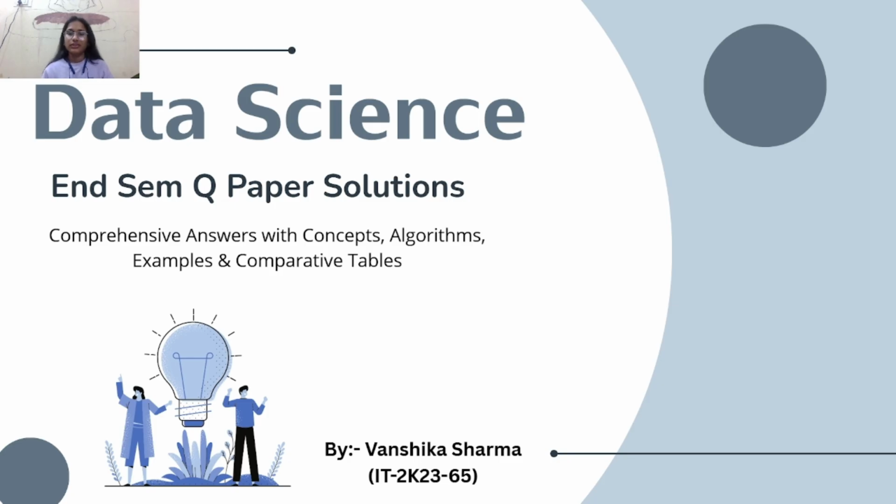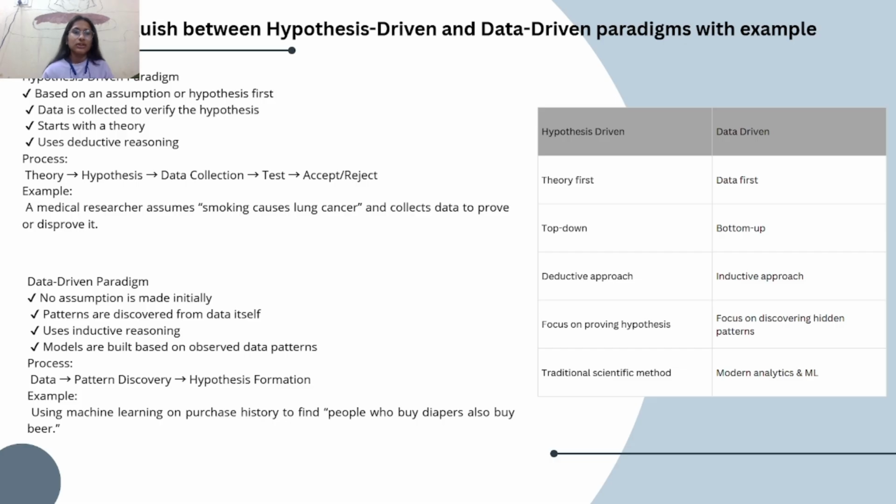Now we are going to discuss the solution of these questions. Here, question number 1 is: distinguish between hypothesis-driven and data-driven paradigm with example. So what is hypothesis-driven? A hypothesis-driven approach means that first we assume something or form a theory, then we test that theory using data. This is the traditional scientific approach.